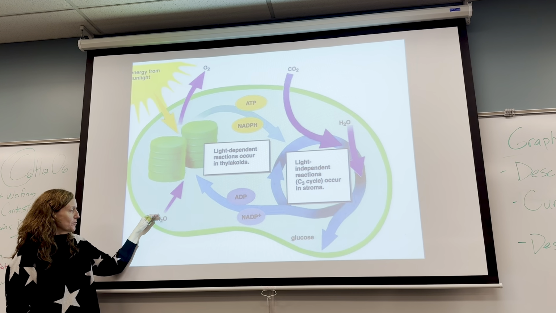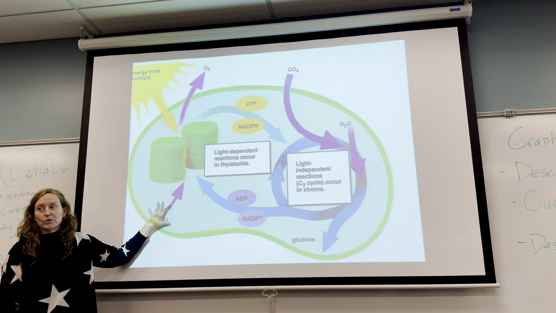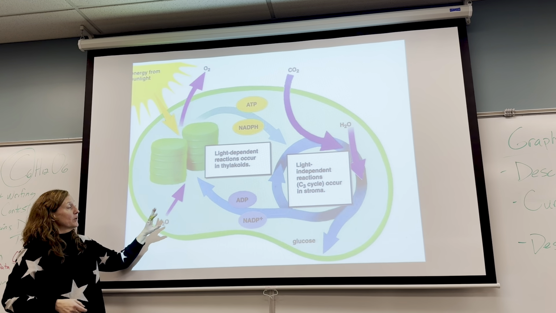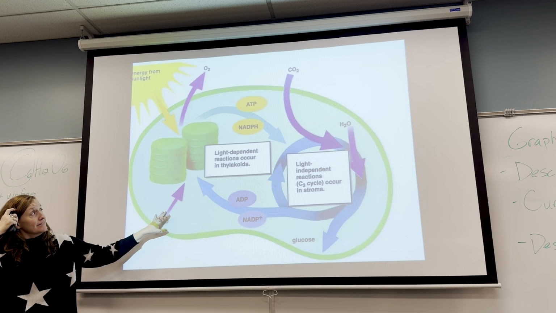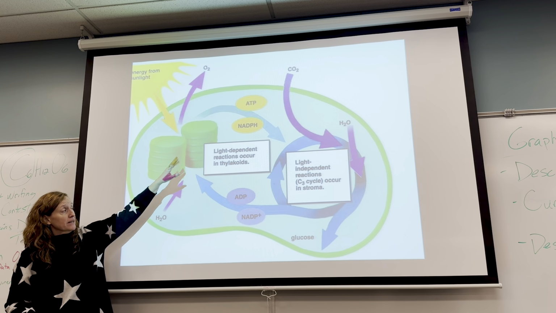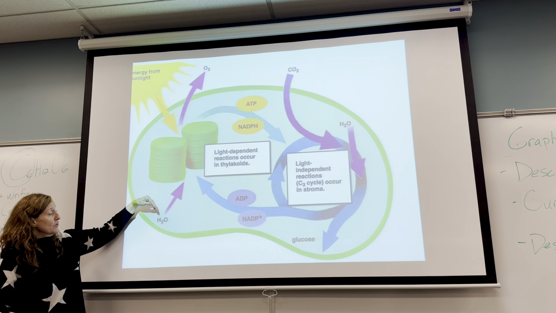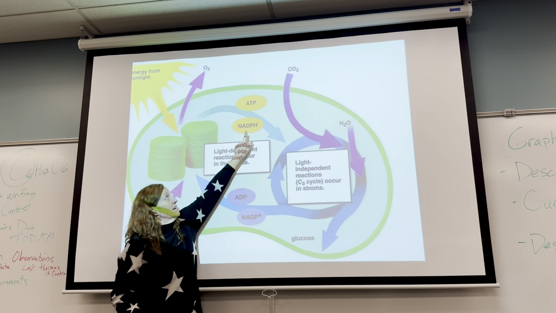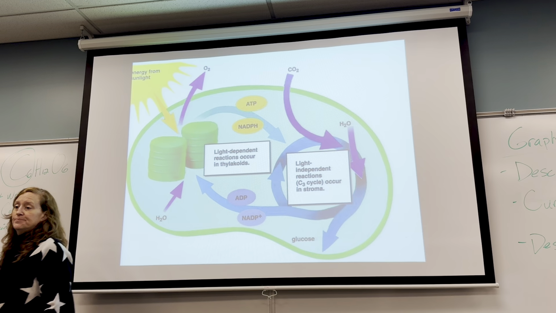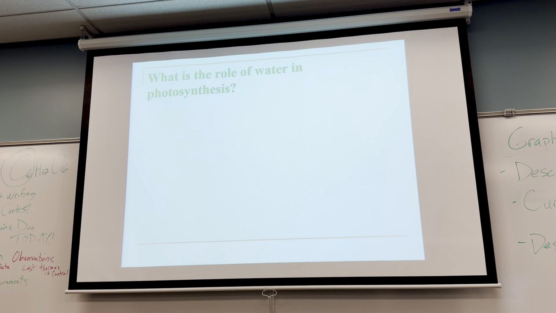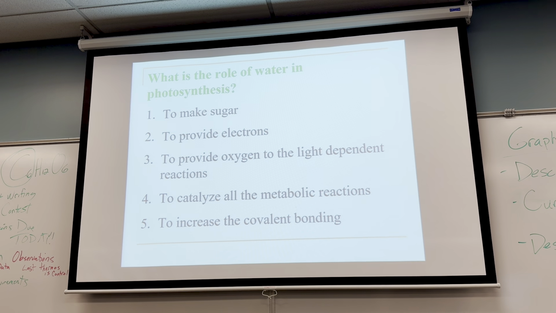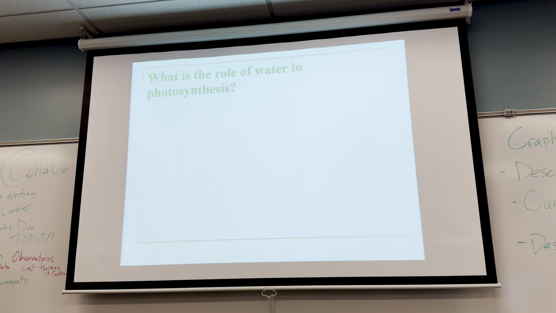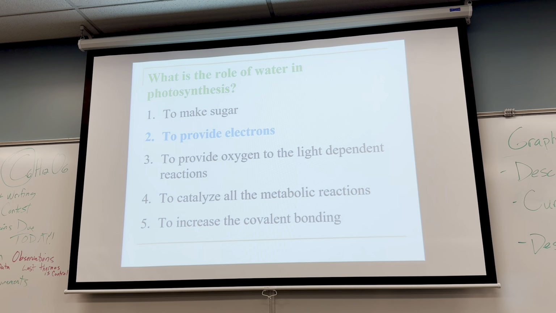Water, remember water breaking down releases oxygen, but also it releases the electrons that are captured by ATP and NADPH, and also the hydrogens are used in NADPH. What is the role of water in photosynthesis? Yeah, provides the electrons, right? Provides the electrons. That is what water does here.